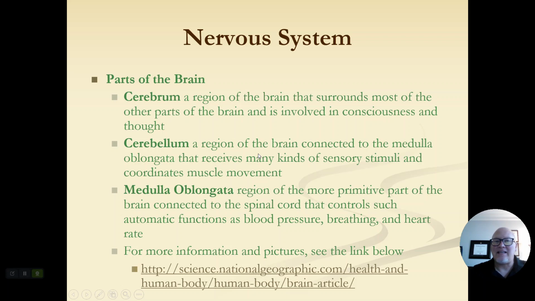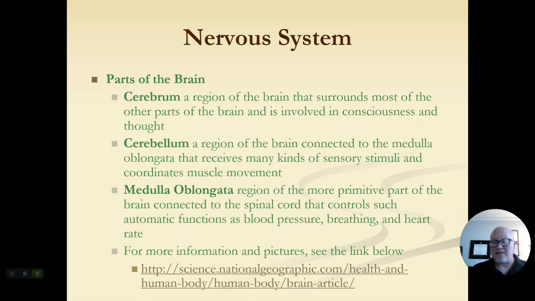So the nervous system is how we take in information from the outside world. Without the nervous system, we would be isolated. The biggest part of your nervous system is, of course, the brain. You have multiple parts of the brain. The cerebrum is the part of the brain that surrounds most of the other parts. It's the outer portion of the brain that you actually see.